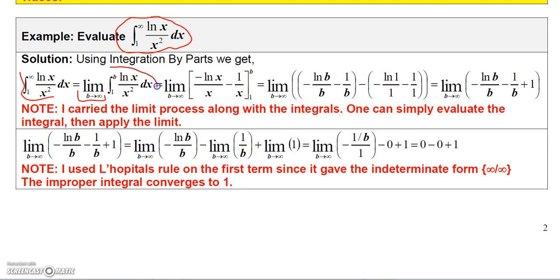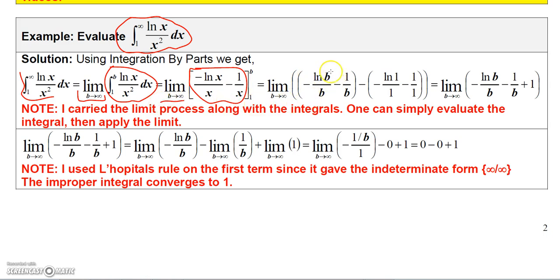So first thing I want to do is see if I can evaluate this integral from 1 to b. Well, I'm not going to show you that here, but let me just tell you that if you integrate natural log of x over x squared by parts, you'll get this result here. So you get minus the natural log of x over x minus 1 over x. And you could combine those two as a single minus natural log of x minus 1 all over x. But anyway, we're going to evaluate that from 1 to b using the fundamental theorem of calculus. Right now I'm just going to carry the limit notation along.